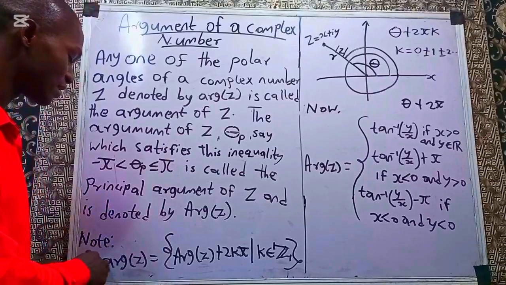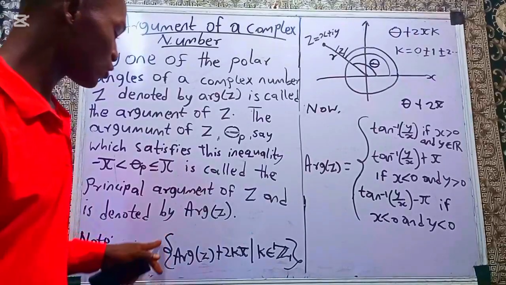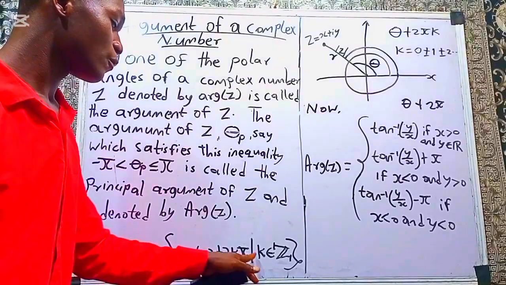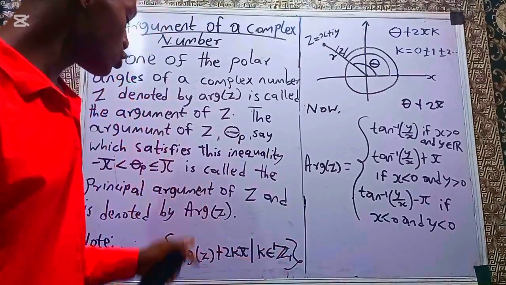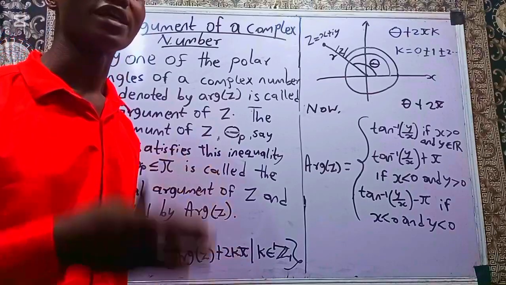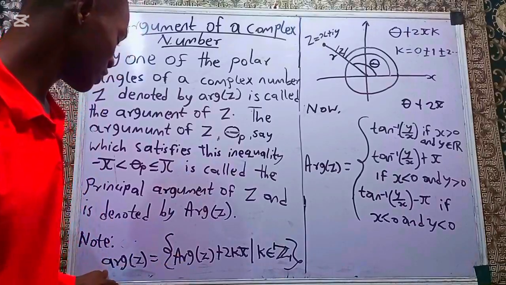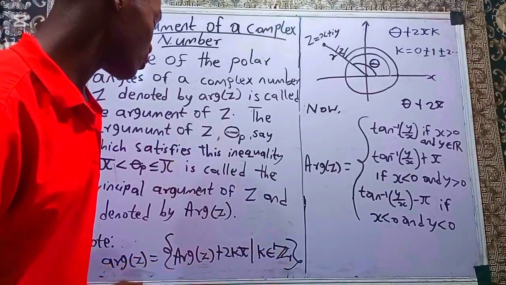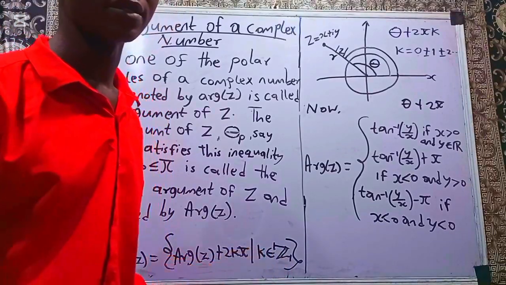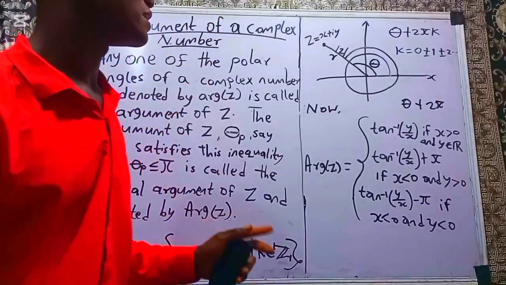So the set arg z is given by arg z is equal to the set of all principal arguments of z plus 2k pi, where k is any integer. So to get the set of all such possible angles, we first of all get the principal argument. When you get the principal argument, the set of all such possible angles, the small arg, will be principal argument plus 2k pi. That will give you the set of all such possible angles, where k is any integer.